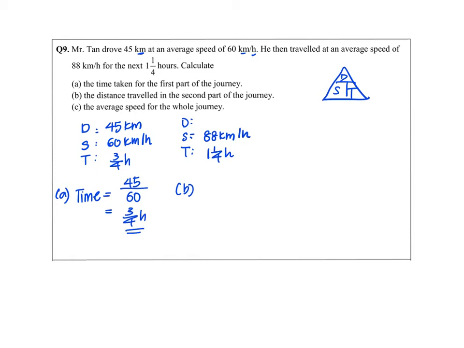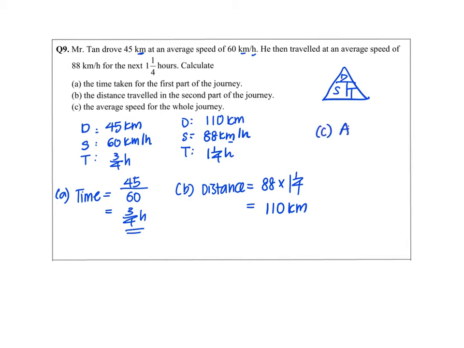Okay, part B, the distance traveled in the second part of the journey. So I need to fill out the distance. Distance is given by speed times time. So 88 times 1.25. That gives me a distance of 110 kilometers. Now notice this distance, right? So 110 kilometers. Now they ask us to find the average speed.